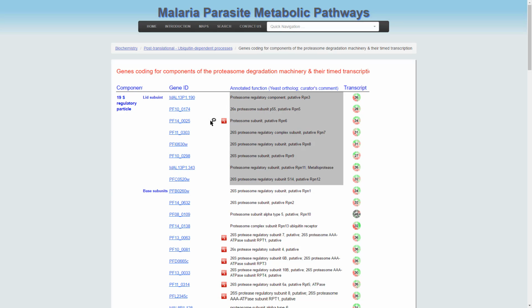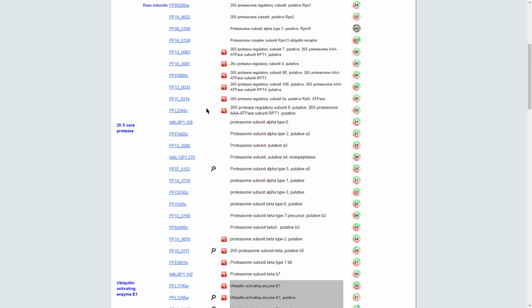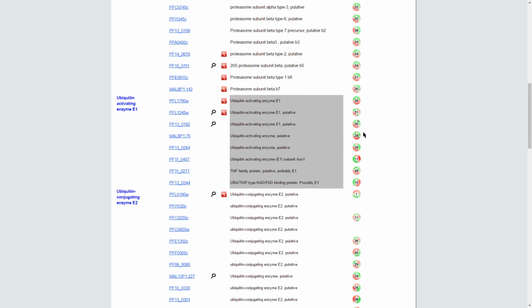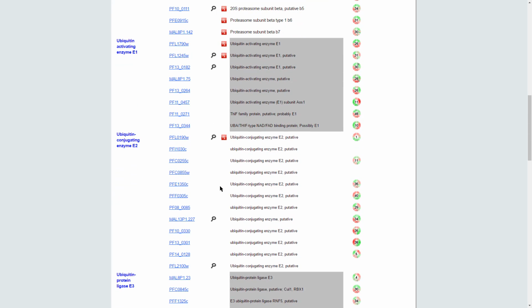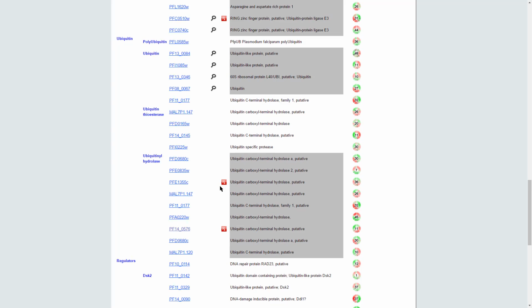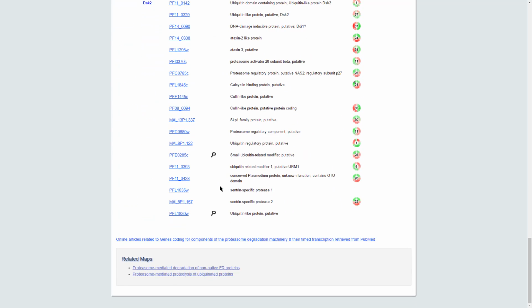And here is the table of all the proteins which participate in the proteasome-mediated system, all the subunits and their corresponding expression times, and from here we can get a deeper view into these intricate systems.